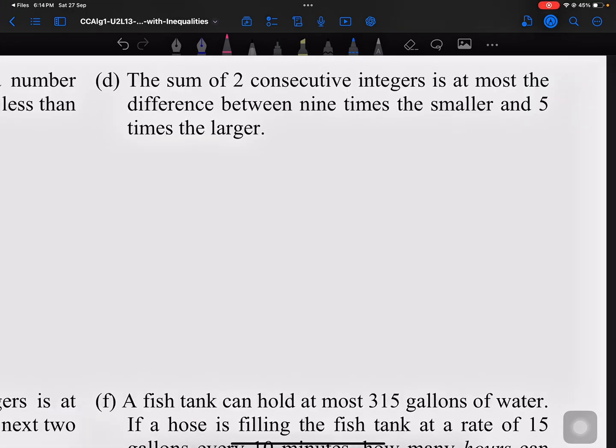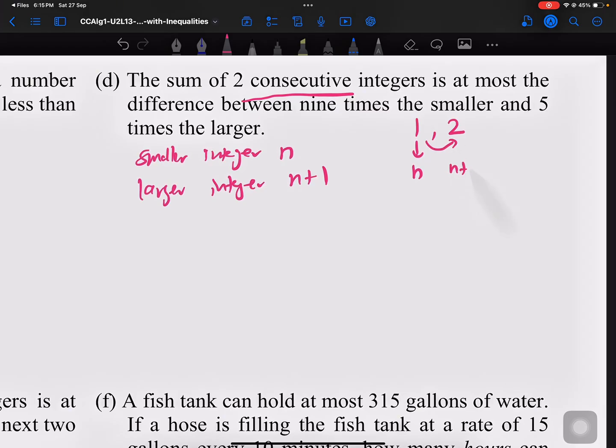I will let the smaller integer be n. Now you need to remember the consecutive part. For consecutive integers, we will have two numbers, one we will let be smaller and one larger. So the smaller integer I will put as n. The larger integer I will put as n plus 1. Since it says two consecutive integers, for example, 1 and 2, 1 I will let be n, and to go to 2 is n plus 1.